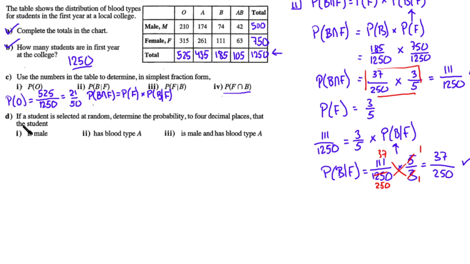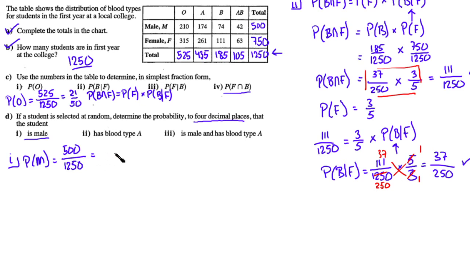So in question D, if a student is selected at random, determine the probability to 4 decimal places. So now we're dealing with decimals here. So to 4 decimal places, that a student is male. Okay, so this is fairly straightforward. We already calculated the probability of a student being a female. It's exactly the same procedure, except that this time the probability of male is going to be the number of males in the numerator. We have 500 males divided by the total number of students, 1,250.